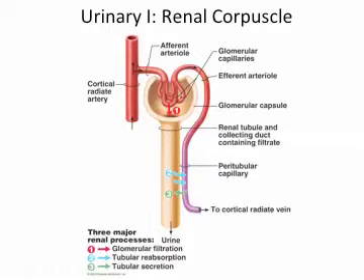This is the fifth and final podcast in Urinary 1 called the Renal Corpuscle. So if you listened to the previous podcasts, you'll know that the renal corpuscle consists of the glomerular capillaries shown in this cartoon and the glomerular capsule. Obviously the glomerular capillaries are where blood is flowing, and the glomerular capsule is where urine flows.